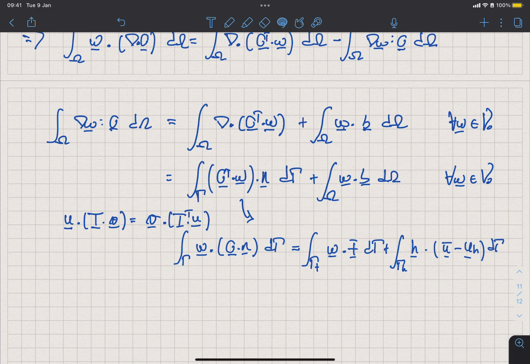And that's pretty much it. Remember that we eliminated from the formulation the reactive tractions because we're not interested in those again. So it's exactly the same thing that we did last time. Exactly the same thing.